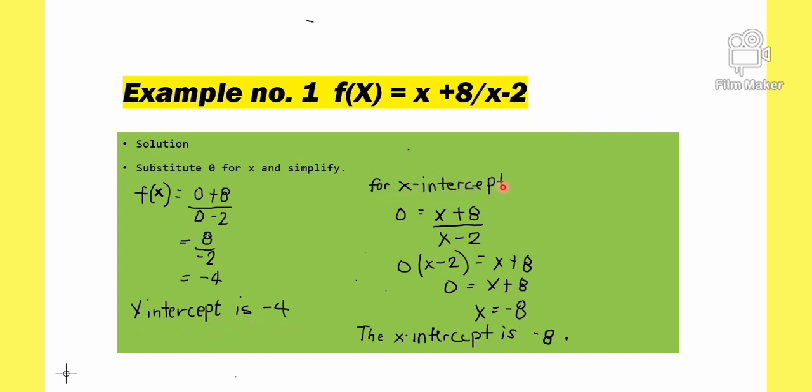For the x-intercept, we replace f of x with 0, or y is equal to 0. So 0 equals x plus 8 divided by x minus 2. Then we cross multiply: 0 multiplied by x minus 2 is equal to x plus 8. So 0 is equal to x plus 8. Then we transpose: positive 8 becomes negative 8. So x is equal to negative 8. Therefore, the x-intercept is negative 8.